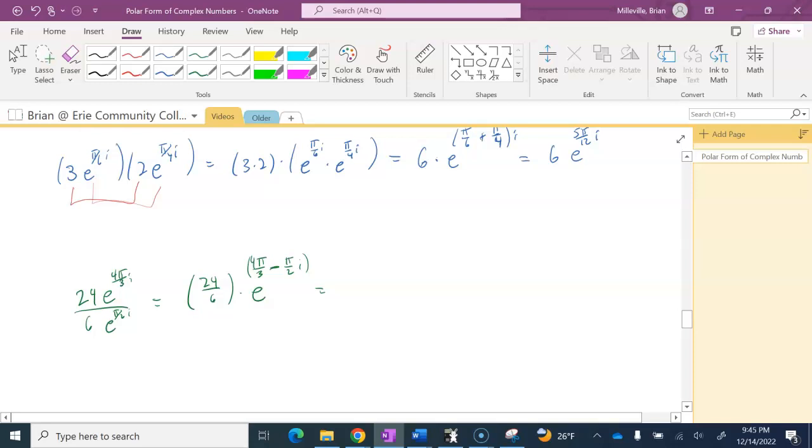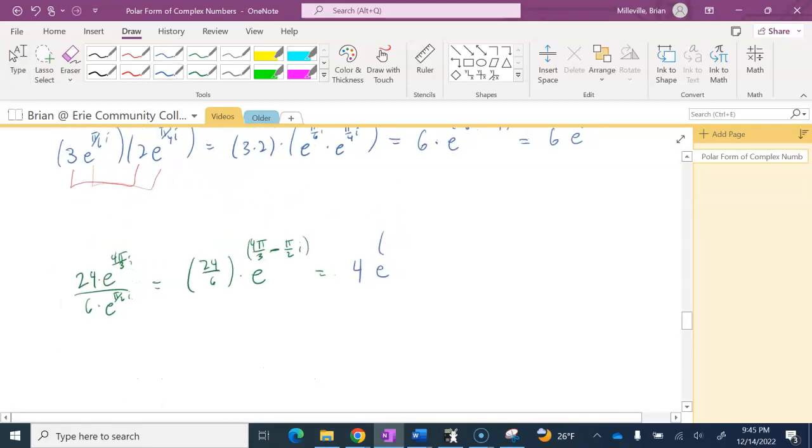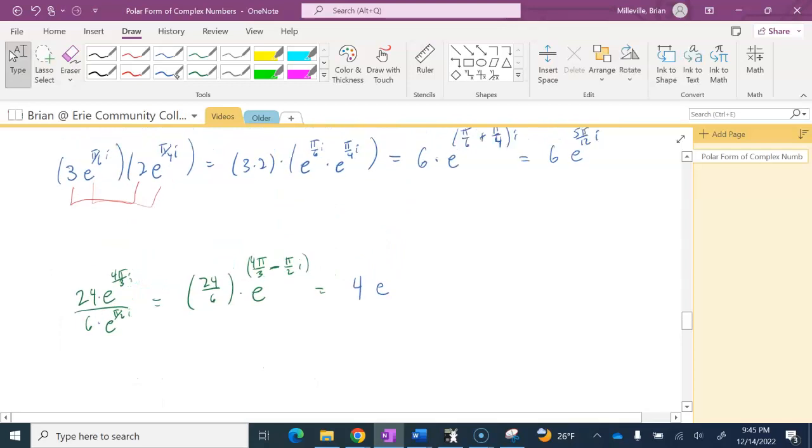When we divide numbers, we've got these factors here. We're going to divide the factors. 24 divided by 6, that's going to give us 4. When we divide two expressions with the same base, we subtract the exponents. We'd have to find a common denominator here, which would be 6. So in the exponent there, multiplying top and bottom by 2, we'd have 8 pi over 6 minus 3 pi over 6 i.